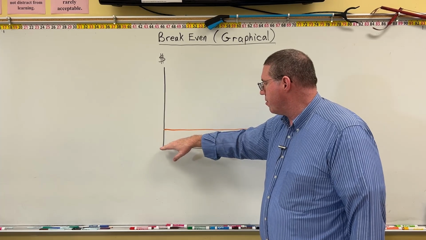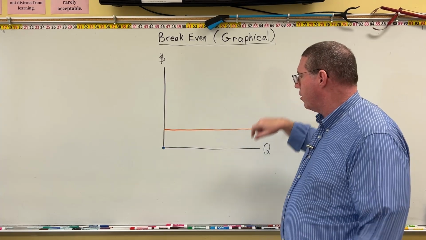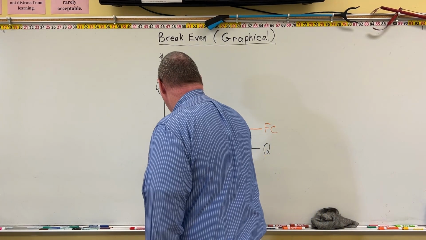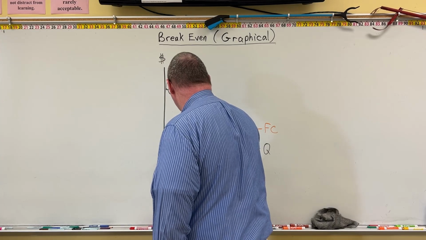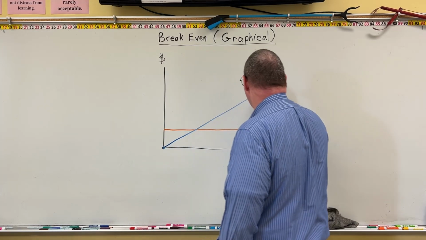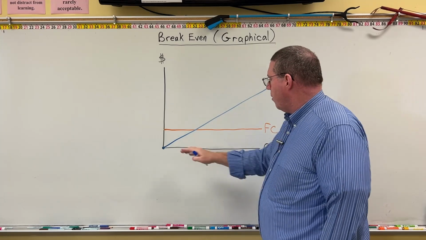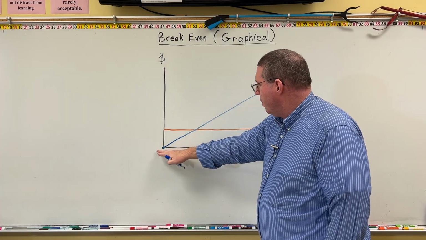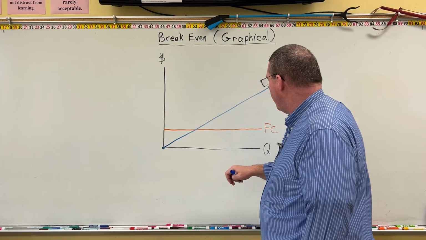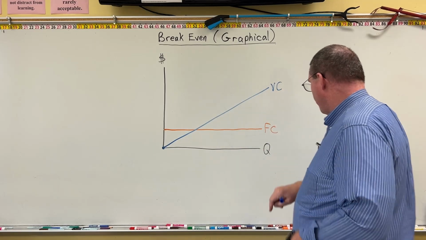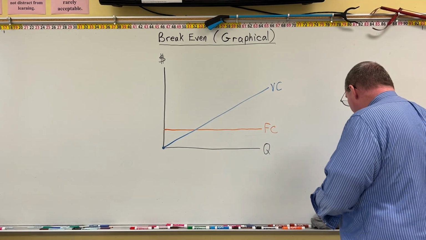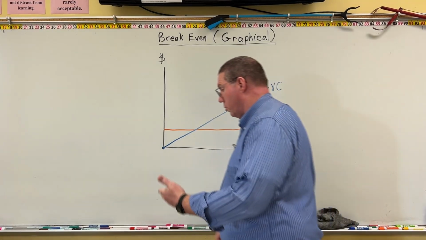And so what we should see is an upward sloping curve. And we're going to make it linear, but we're not going to get too technical here. So let's say that this curve is variable cost, okay? And so as quantity goes up, the variable cost goes up, and so this is what we see. All right, now let's graph total cost.